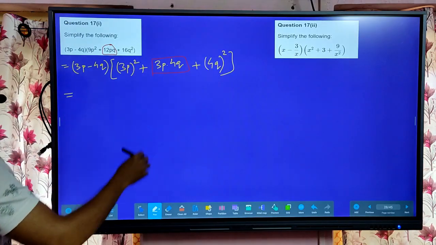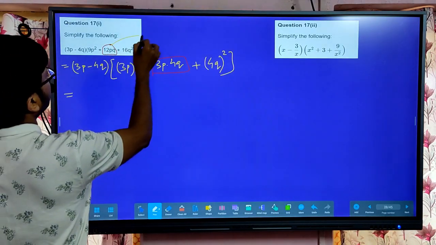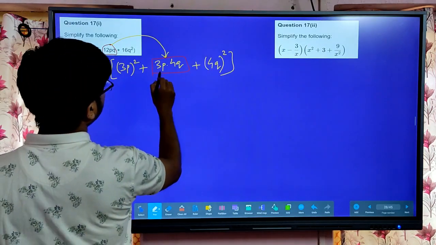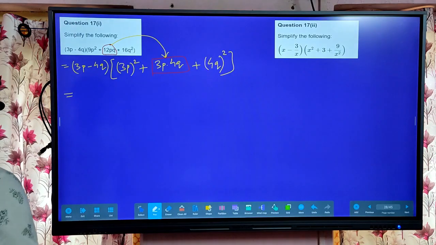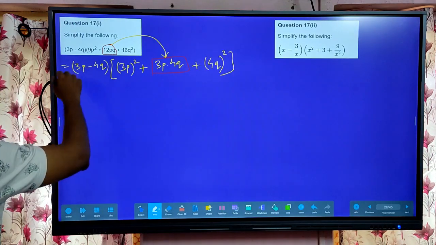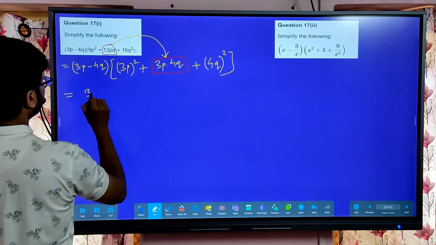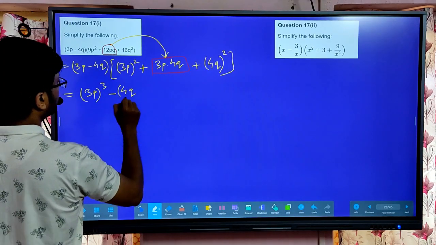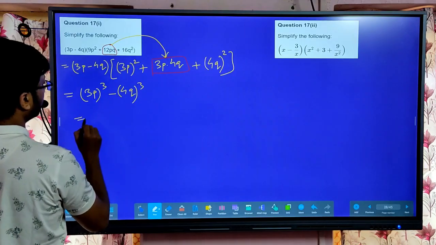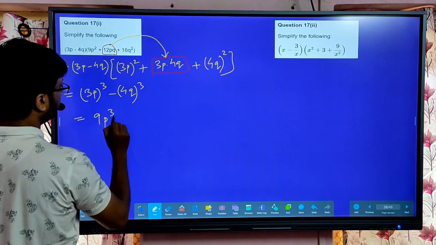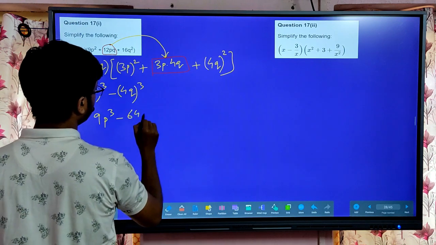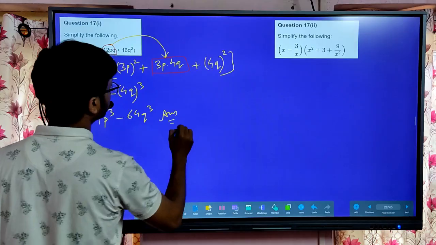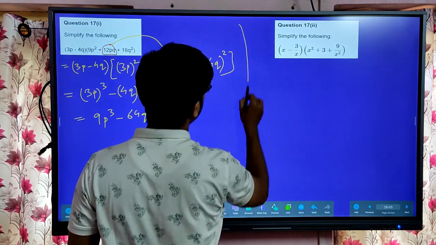So let me see. If this is expressed in this way, 12pq I can express in this format, ab. This is a, this is b, a dot b. Then I can write it as a cube. First term is minus, so a cube minus b cube. So it will be 3p cube minus 4q cube. So it will be 27p cube minus 64q cube. Answer. So in the same way we will do the next question.